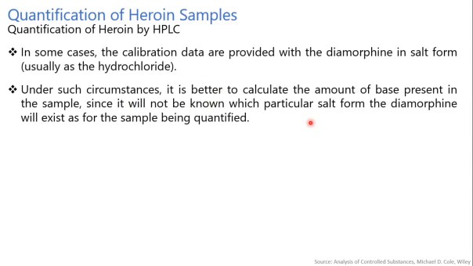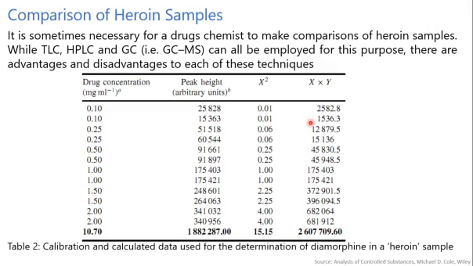In some cases, the calibration data are provided with the diamorphine in salt form, usually the hydrochloride. Generally, the diamorphine exists as diamorphine hydrochloride. So, under such circumstances, it is better to calculate the amount of this present in the sample, since it will not be known which particular salt of the diamorphine will exist in the sample being quantified. So, this is the particular calibration data.